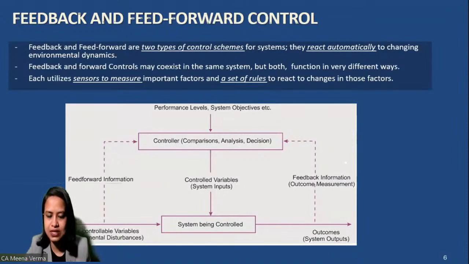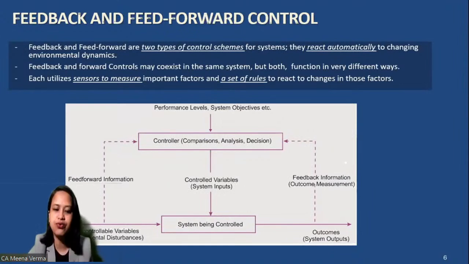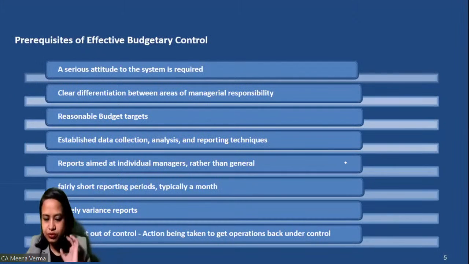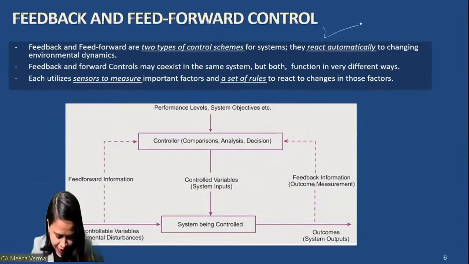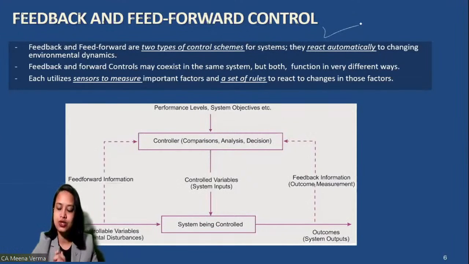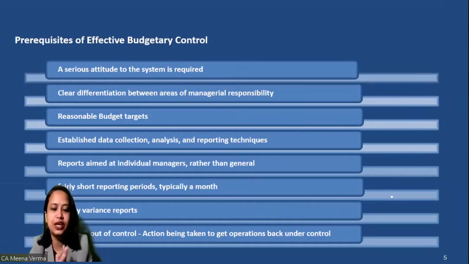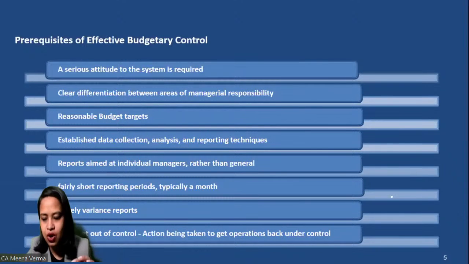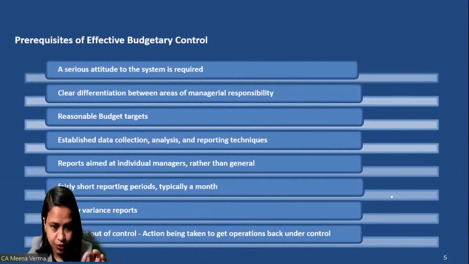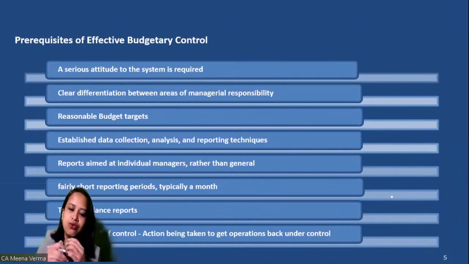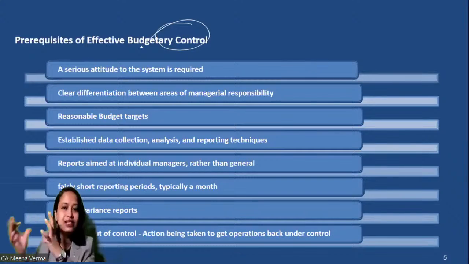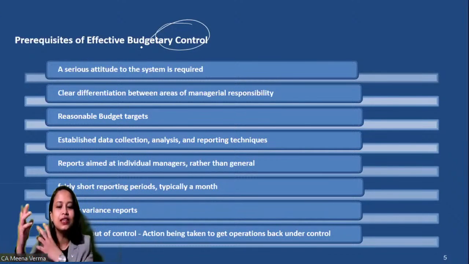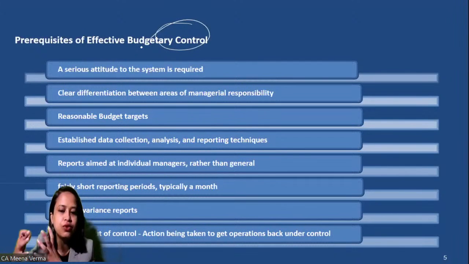So here we have two topics, feedback control and feed forward control. We have a lot of questions related to feed forward control and feedback control, so we will understand this topic in detail. But before that, let us understand the prerequisites of effective budgetary control. So what are the requirements for effective budgetary control? Setting the budget, then actual performance, comparing them, trying to find out the reason for the variances, then taking the corrective action, then preparing the future plan. So what are the requirements to make this budgetary control effective?